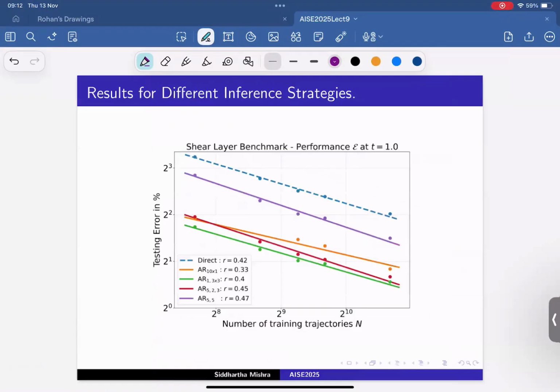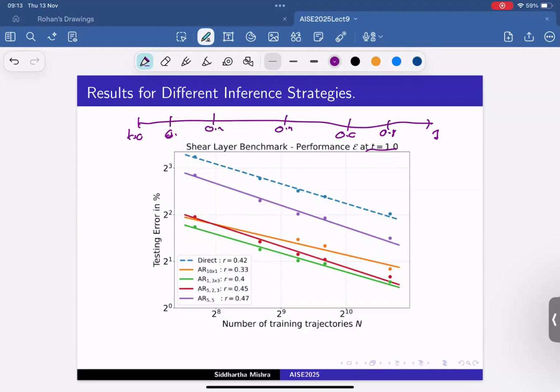Then this is an interesting one. This is different inference strategies. So remember that to go to t equal to 1, you start with t equal to 0, 0.2, 0.4, 0.6, 0.8, 1, something like this, right? So what we do is that you have a direct. So what does direct mean? Direct means that to find the solution at t equal to 1, at inference, you give it the initial conditions and you give it time t equal to 1 and read off.